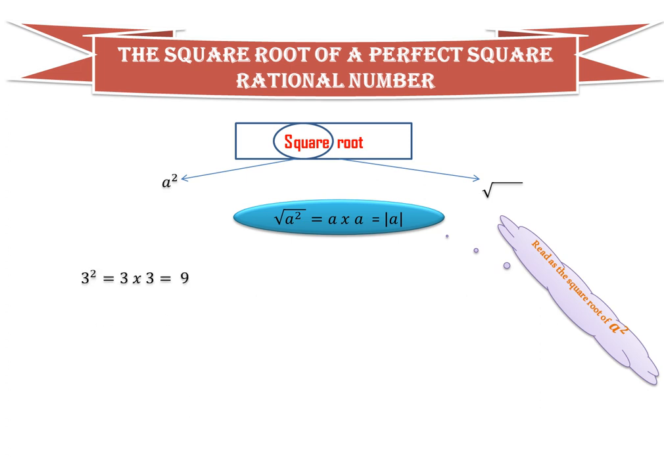For example, if we have 3 squared equals 3 times 3, which equals 9, then the square root of 9 will be 3. Another example, if we have 4 squared, 4 times 4 equals 16, then to get the square root of 16 you search for what times what equals 16: 4 times 4.